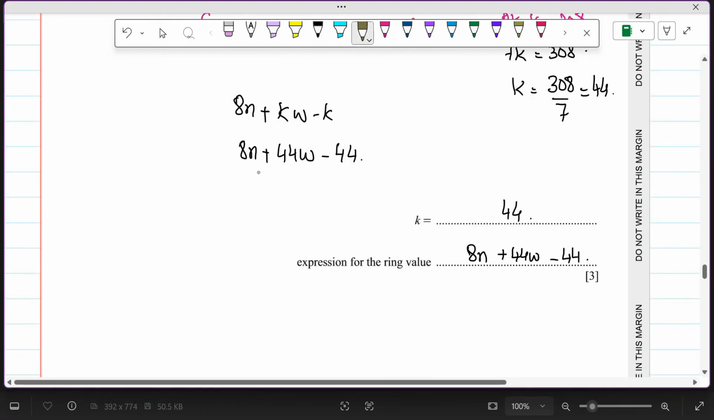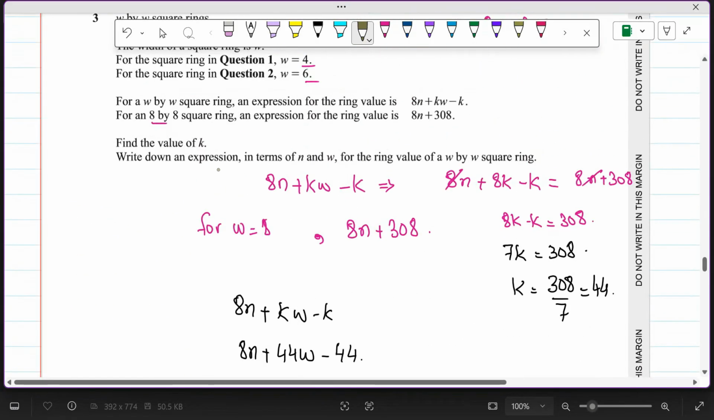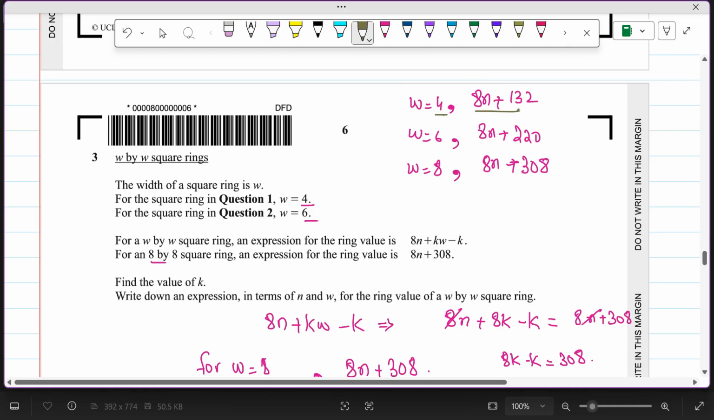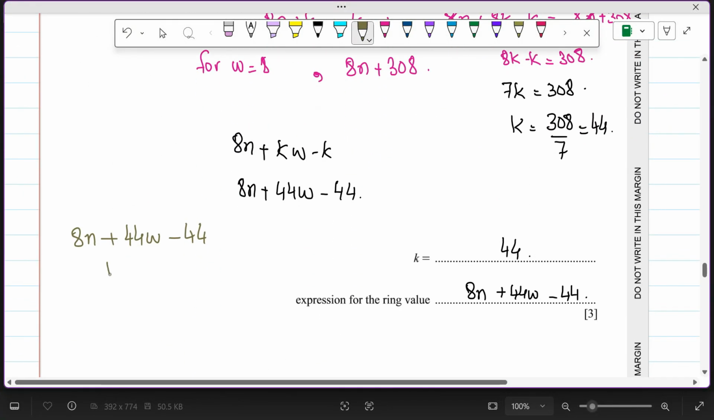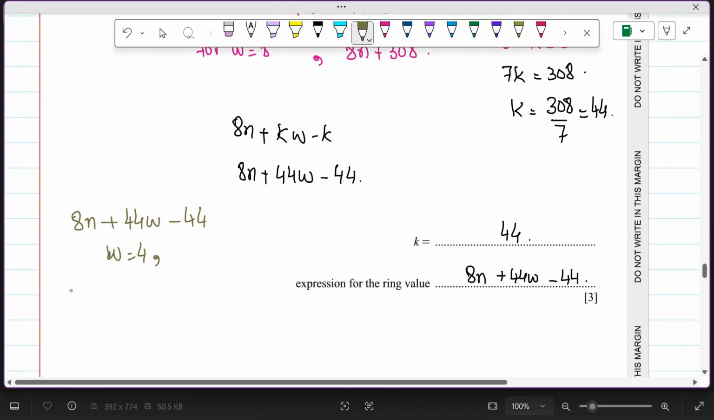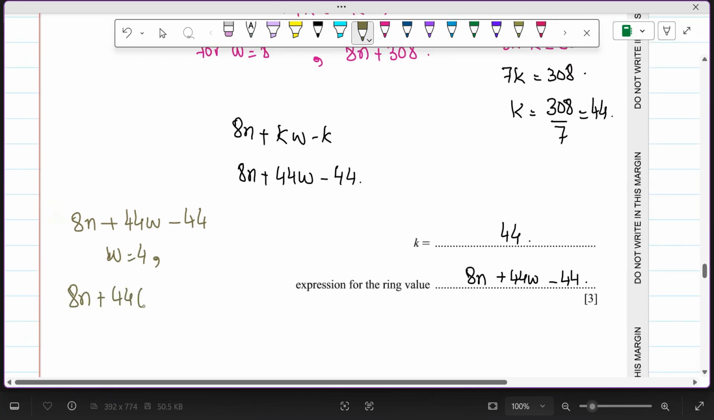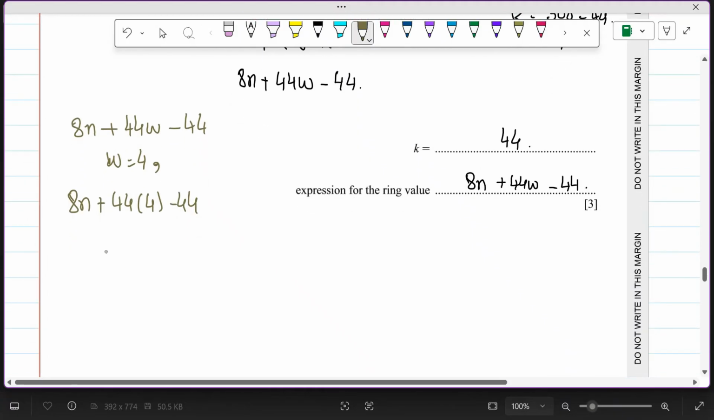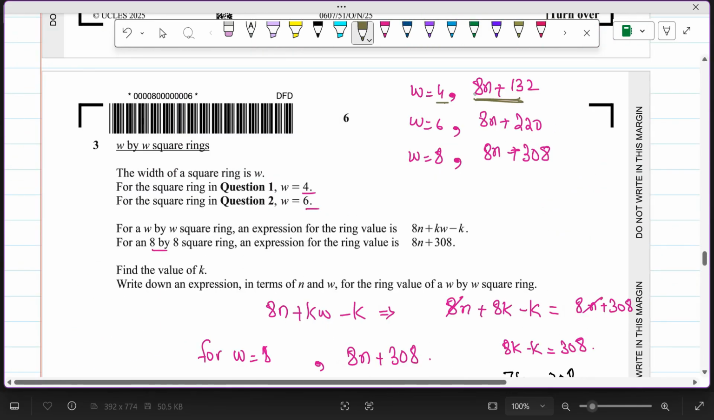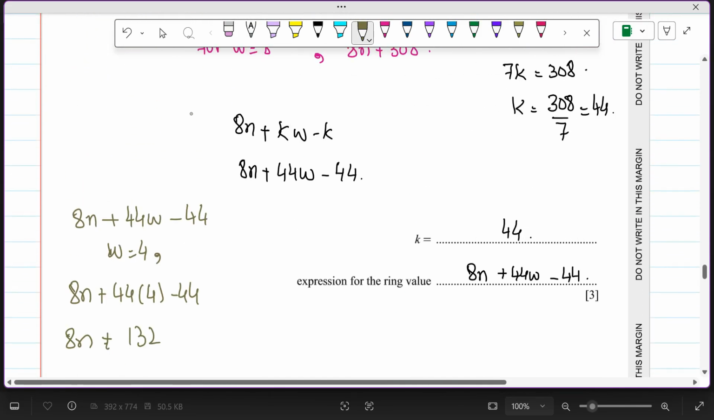We can double check by using this expression. For example, we have the expression 8n plus 44w minus 44. So when width is 4, it should be 8n plus 132. So when width is 4, this is 8n plus 44 times 4 minus 44, which is equal to 8n plus 176 minus 44, and this is equal to 132. So we check that this is also 8n plus 132. So this expression is right.